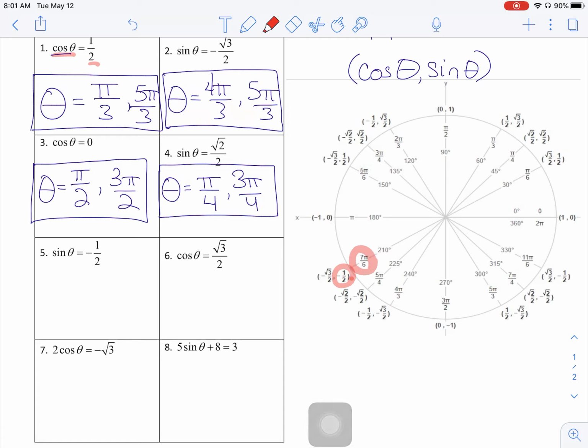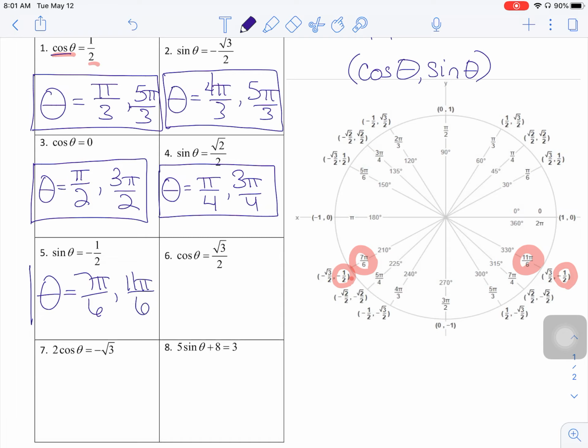That's 7 pi over 6. But there might be another one, so I'm going to keep going all the way around the unit circle. And right here is another y value of negative 1/2 at 11 pi over 6. So theta is equal to 7 pi over 6 or 11 pi over 6. Both of those are the answers we want to see, so make sure you include both.